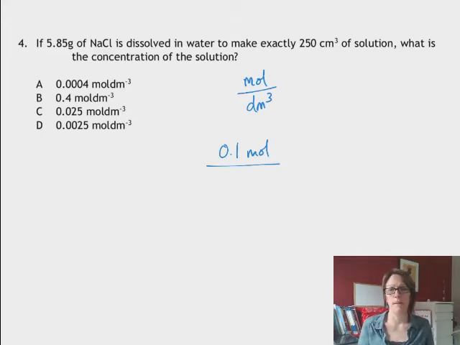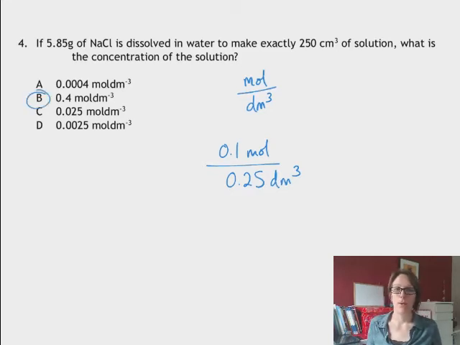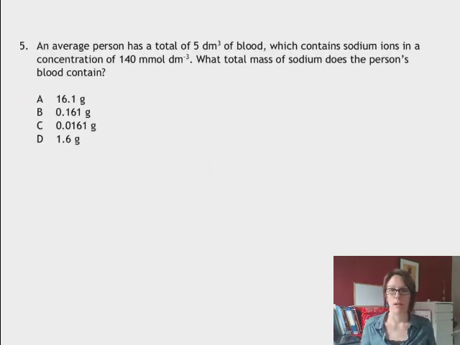250 divided by 1,000 will get me my decimetre cubed, so that's 0.25. Pop those numbers in my calculator, and I get the answer B, 0.4 moles per decimetre cubed.